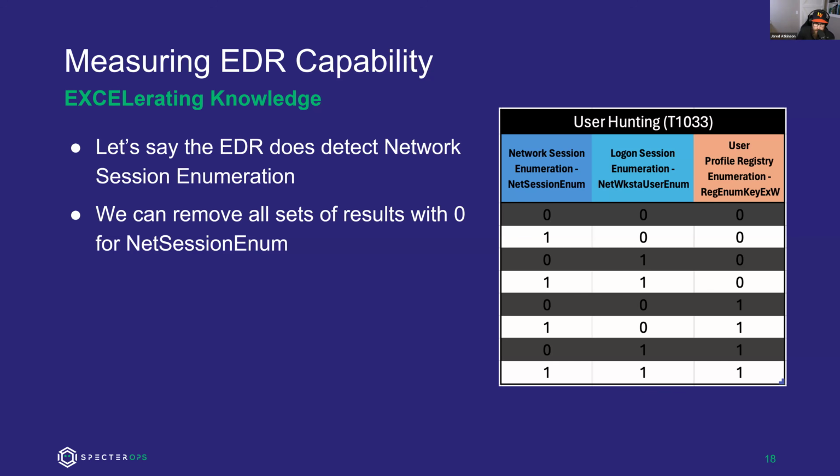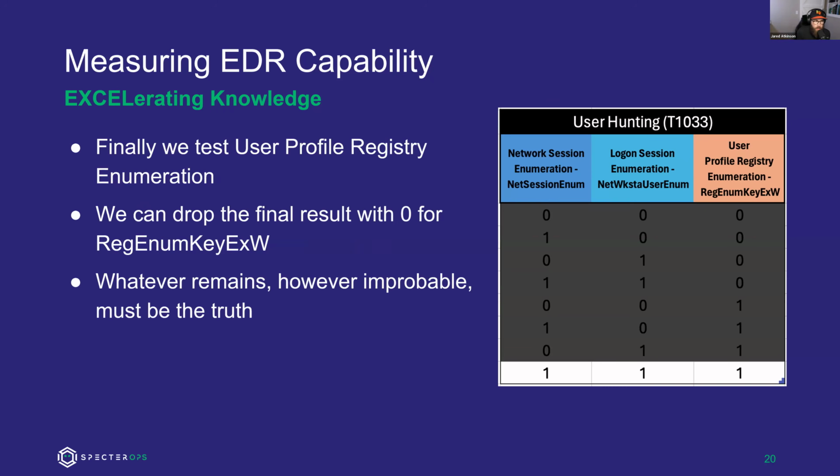But what we're trying to do is reduce uncertainty, and the more uncertainty you reduce, the more likely you are to have a true representation of where you stand in relation to the technique or to the behavior that you're trying to detect. All right. Go ahead, Garrett.